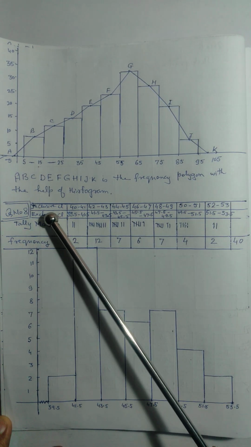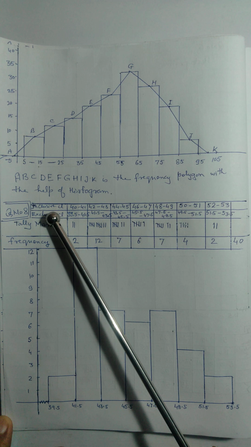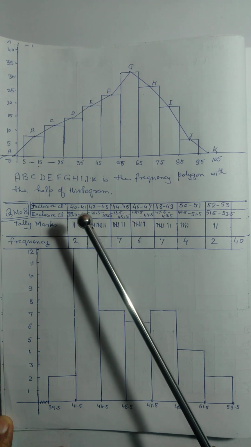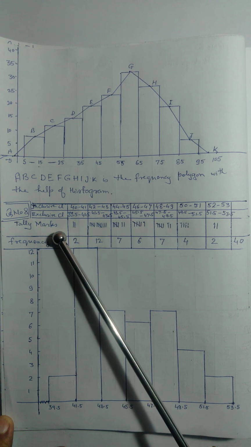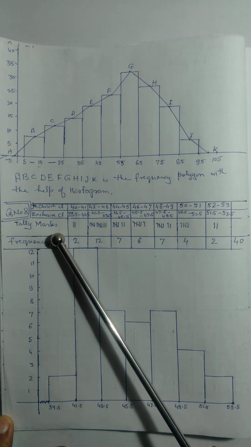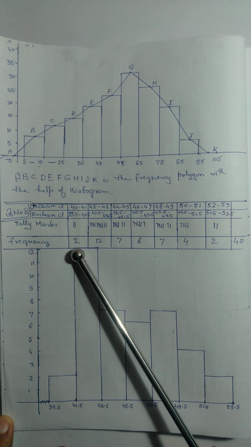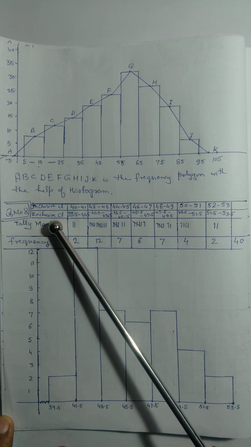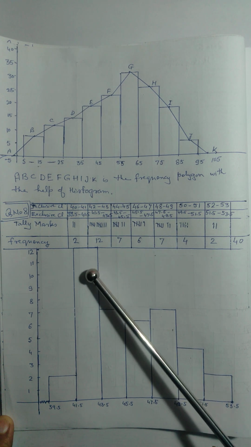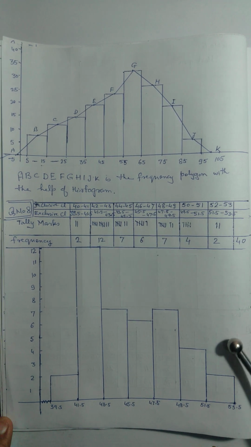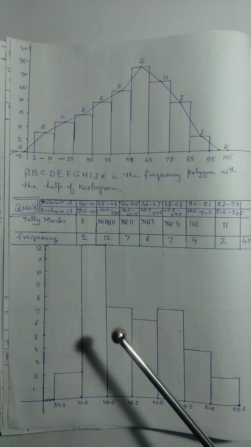But again, we have to pay attention to this. The inclusive class is given. With the help of the inclusive class, I have prepared the tally marks, and those tally marks helped us find the frequency. With the help of the frequency and the exclusive class, we can draw the histogram. This completes the procedure of how to prepare the histogram.